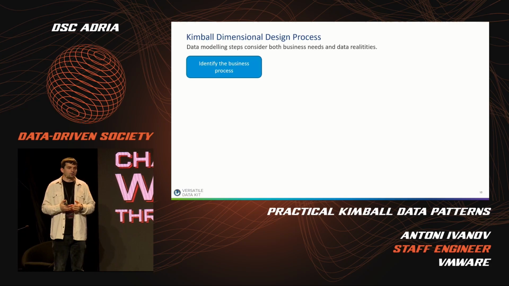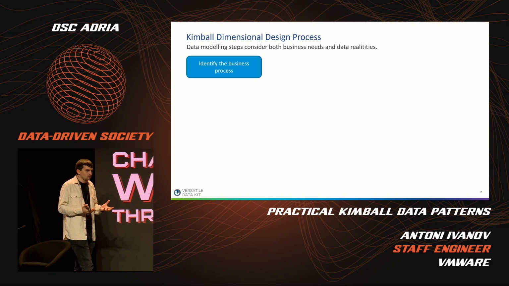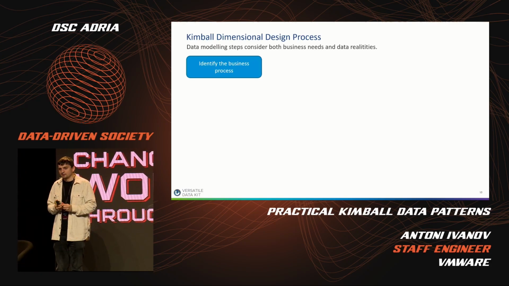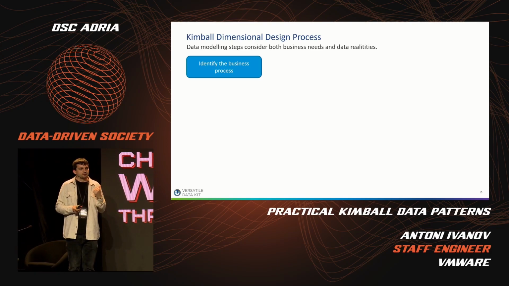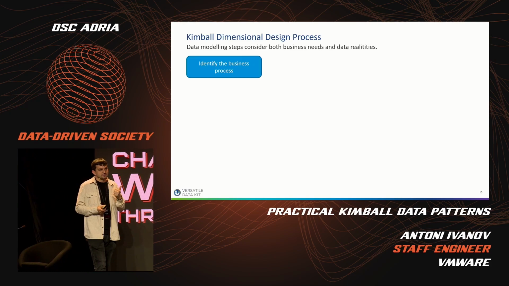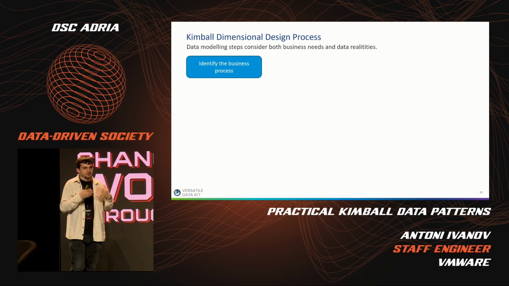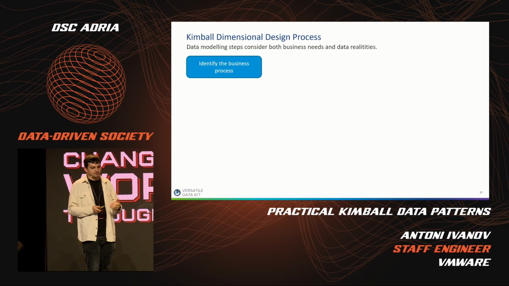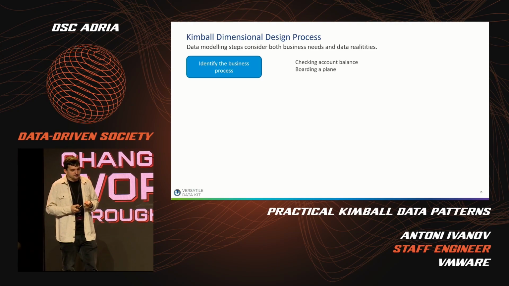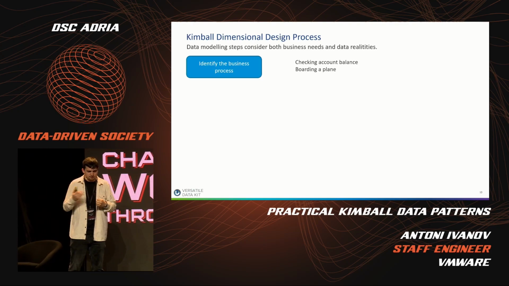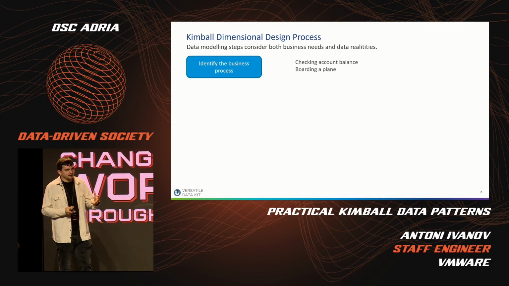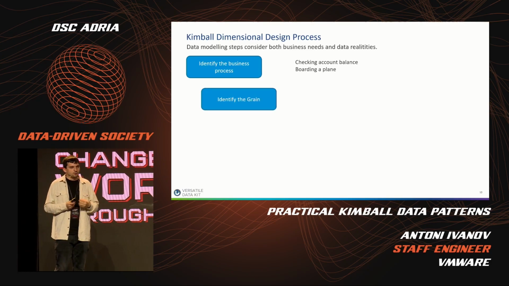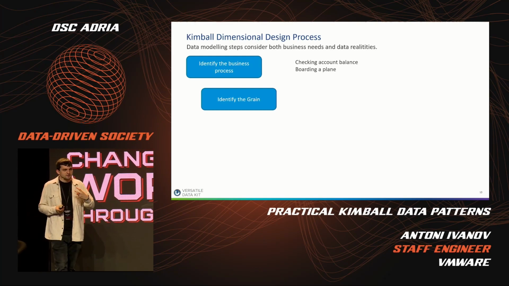It always comes to what is the problem that you're trying to solve, what is the business problem you're trying to solve. And when you define the business process, we can come back to the sentence that I made you think about. You can try to describe it with some simple sentence. Let's say that I want a model of boarding a plane, or I want a model of checking account balance. That's the kind of business process. Then you want to define the granularity of that business process.